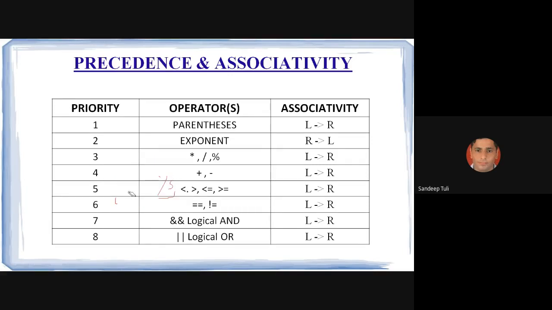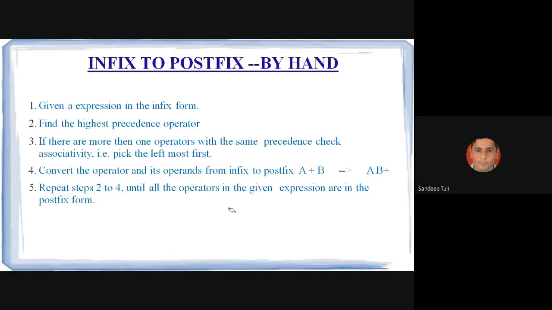Now next one is the priority of plus and minus. Plus and minus have the same priority and will be evaluated on a left to right basis. Then the relational operators occur: less than, greater than, less than or equal to, greater than or equal to, then double equals, then not equals, then logical AND and logical operators, and in this way the priority is there. You can refer to the priority table and associativity table online, you can find it easily.